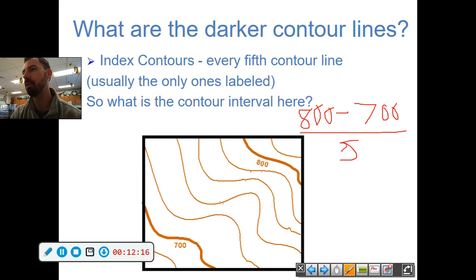So in this math problem, 100 divided by 5 gives you a 20-foot contour interval. So it's not always 20. Don't always take my word for it. A lot of times it is 10 or 20, but make sure you do the math and figure it out. I've had ones that go up by 50 or 100, so be careful and make sure you're counting correctly.